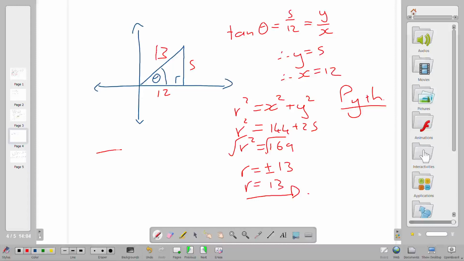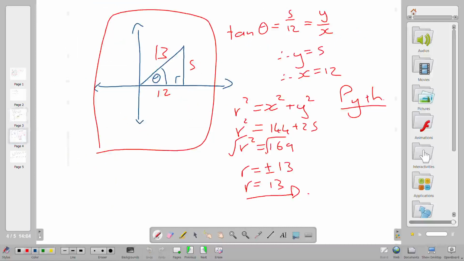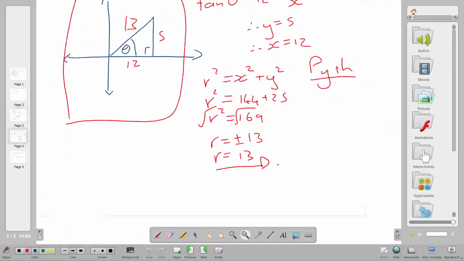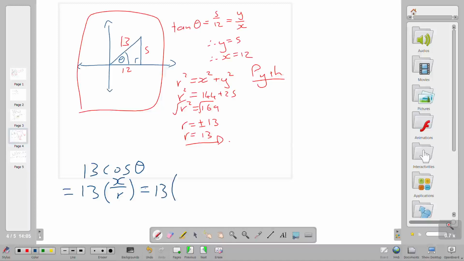And when we have this diagram here on the left hand side, then we can answer their question. So they're asking, I'm going to rewrite it. They ask 13 cos theta. So the first question is 13 cos theta. Well, what is cos theta equal to? It's x over r. I just substitute that in. It's 13. What is x? X is 12 and r is 13, right? So my answer becomes 12. That's the first question answered.